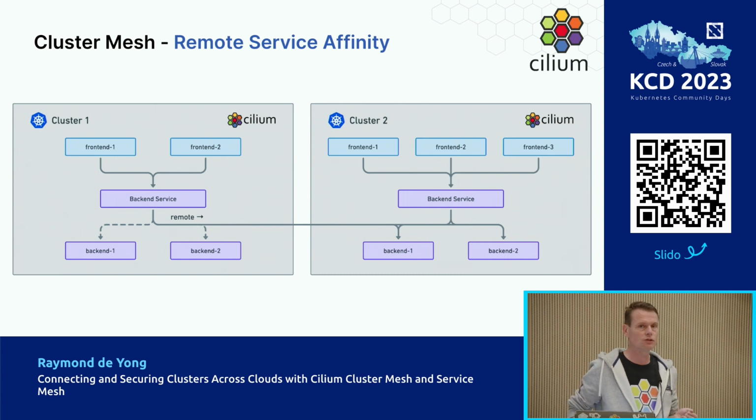You can also annotate the service with remote service affinity. This will work the other way around, and this is useful, for example, to temporarily lifecycle upgrade workloads in a given cluster. Once you're done, you remove the annotation and the load balancing is back to the state before.